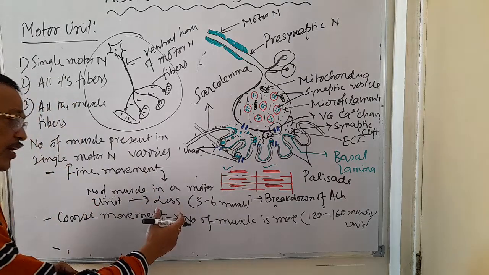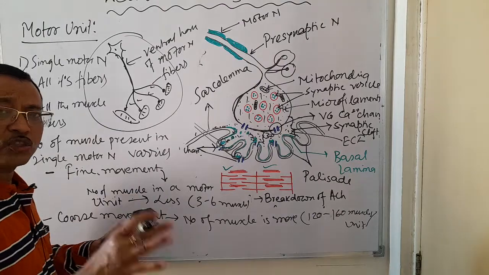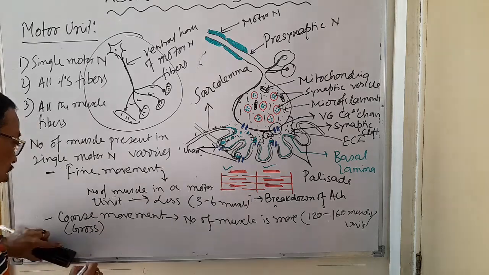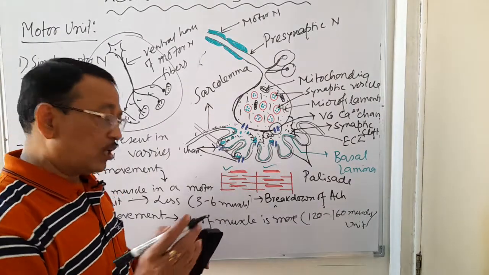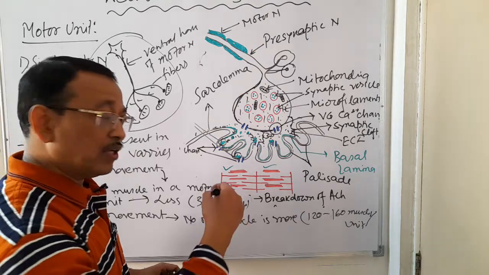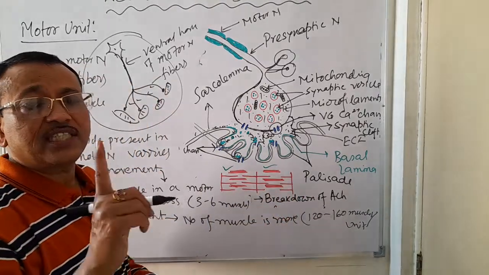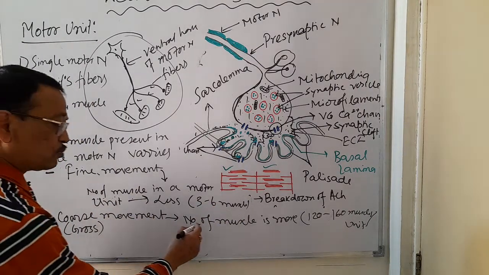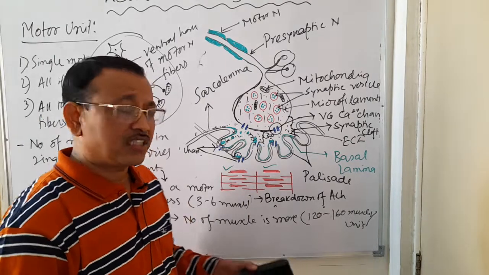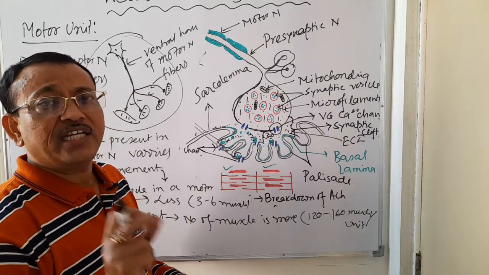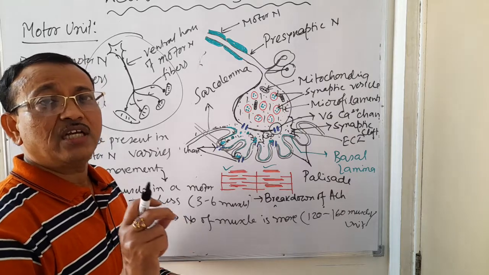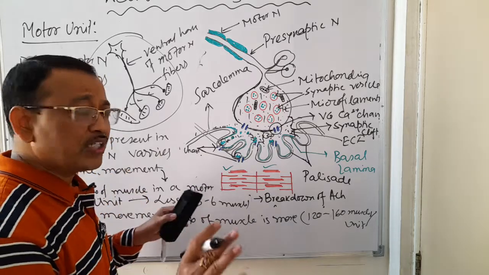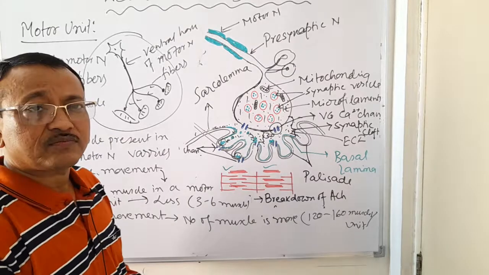So all the muscles which are responsible for coarse movement, the gross movements, have more muscle fibers per single motor neuron. In case of coarse movement, the muscles like the neck muscles have more muscle fibers in a single motor unit, a single motor neuron gives a supply to a large number of the muscle fibers which are responsible for coarse movement.